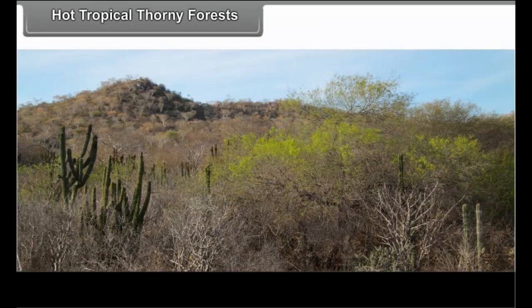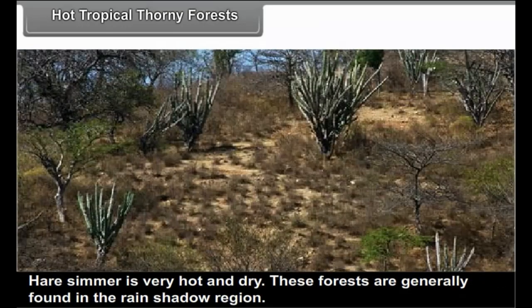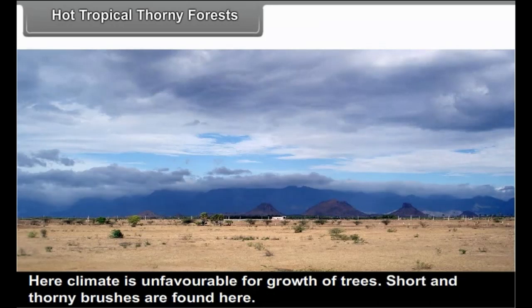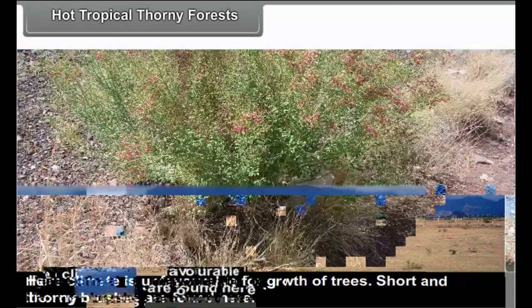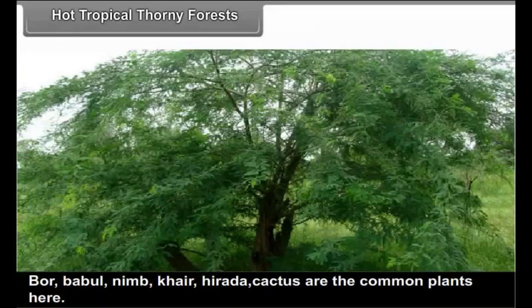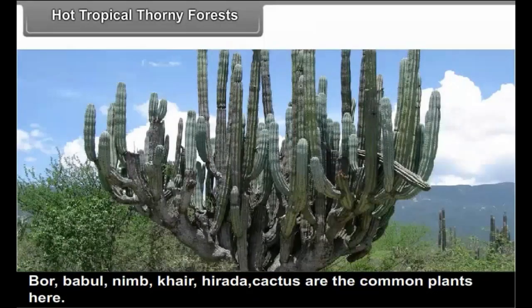Hot tropical thorny forests. Hot tropical thorny forests are found in the region which receives less than 500 mm rainfall. Here, summer is very hot and dry. These forests are generally found in the rain shadow region. Here the climate is very unfavorable for growth of the trees. Short and thorny brushes are found here. Bor, babul, neem, khair, hirda, cactus are the common plants found here.